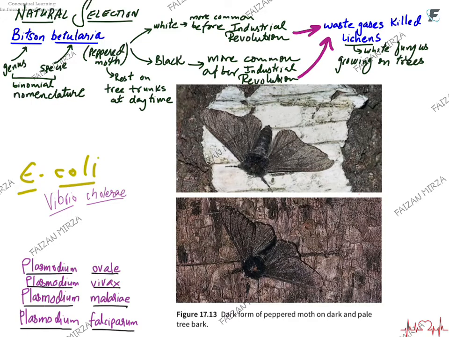So you can see that here we are also using the same kind of binomial nomenclature. For example, Vibrio cholerae: we write V with a capital V, Vibrio, and cholerae with a small c, and we leave a gap here and we underline them separately. And Plasmodium ovale, Plasmodium vivax, Plasmodium malariae, Plasmodium falciparum, we always use the binomial nomenclature.